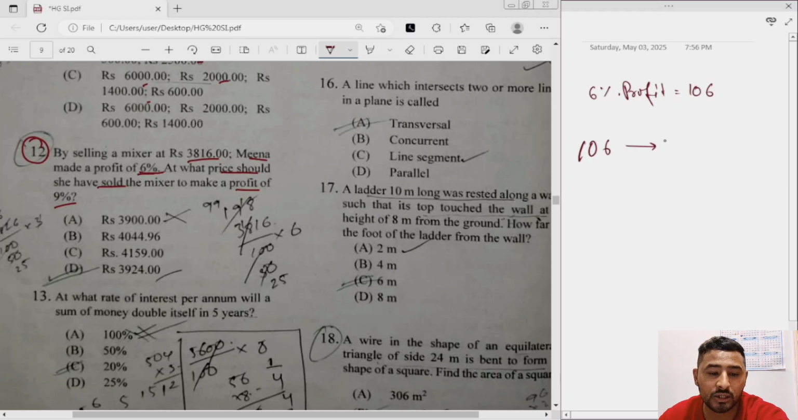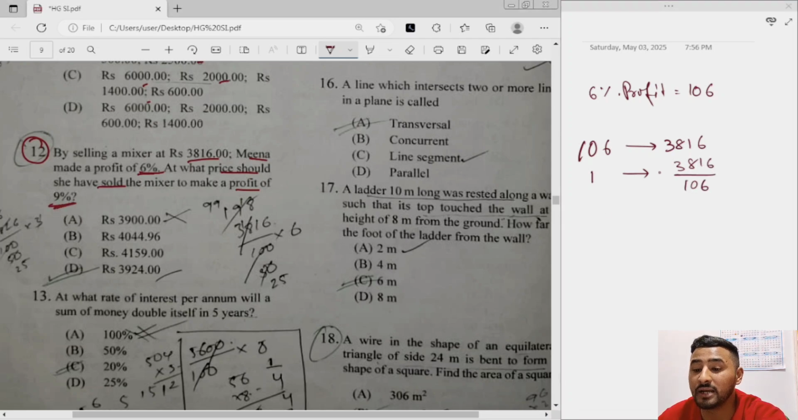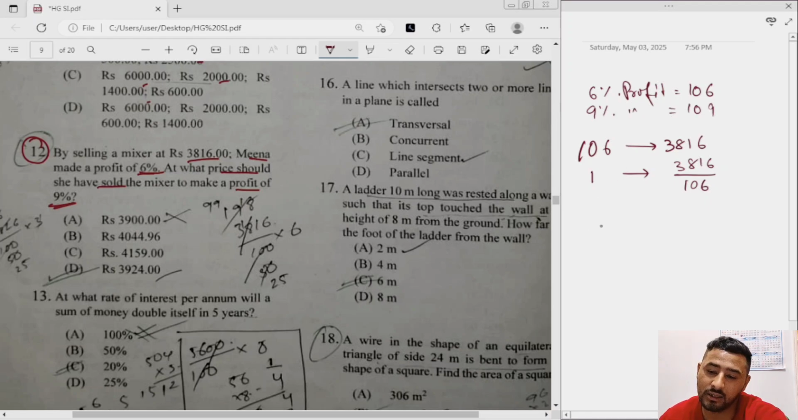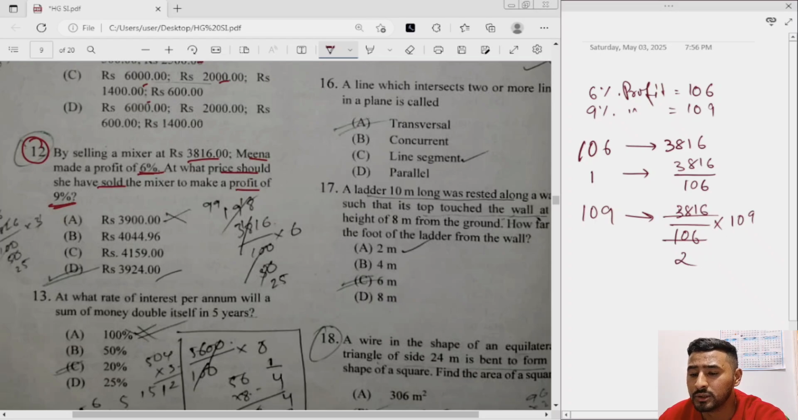She's selling at 3816, so for 1%, it will be 3816 by 106. And she needs to make a profit of 9%. 9% profit is 109, so you should multiply by 109. At first it is 106, at last you need 109. So start with the cancellation. You can cancel 53 into 2, or if you are confused, you can do it directly.